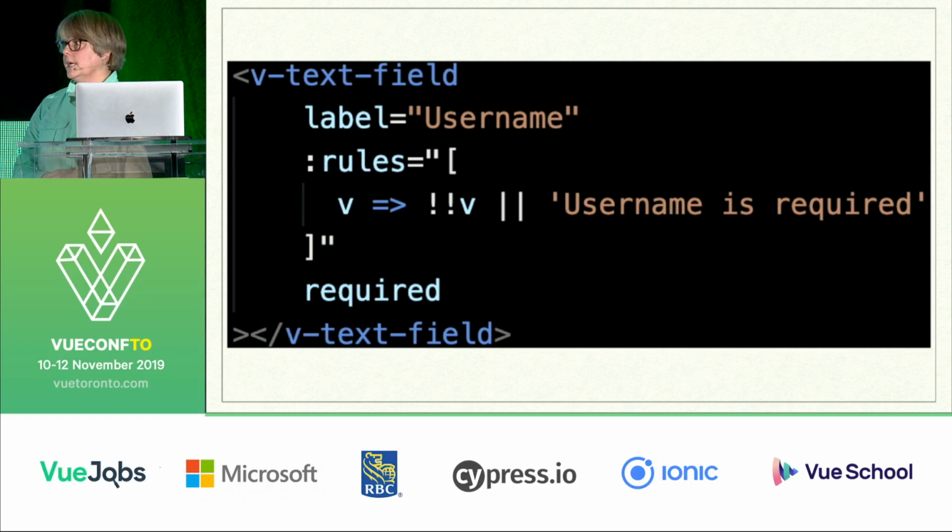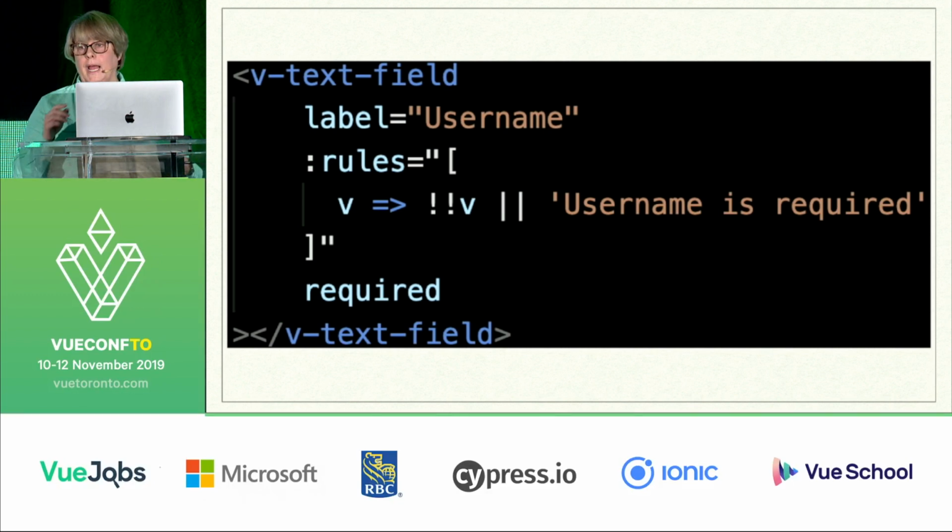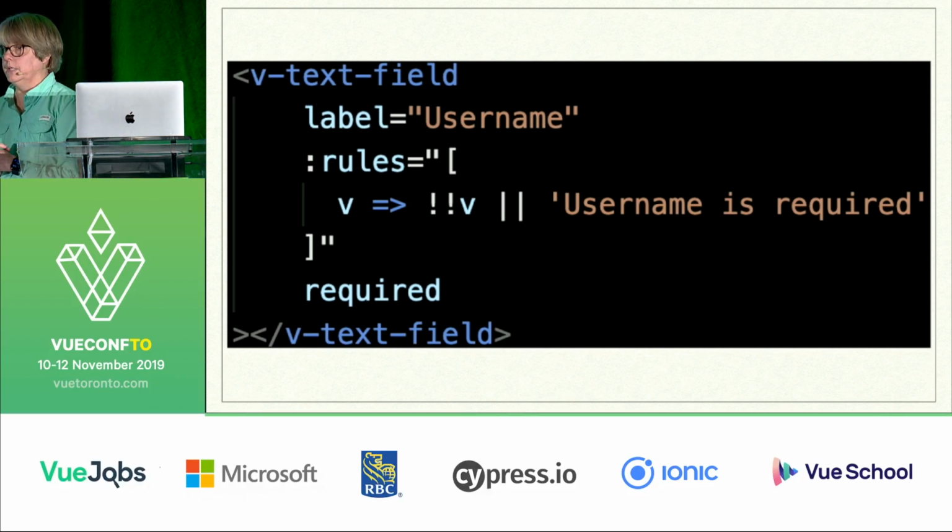So I'll take the vtext field for the username, and you'll see that I've added onto it the required props so that this shows that this is required, and then I've put in the rules that are necessary that I'm going to validate against this field.